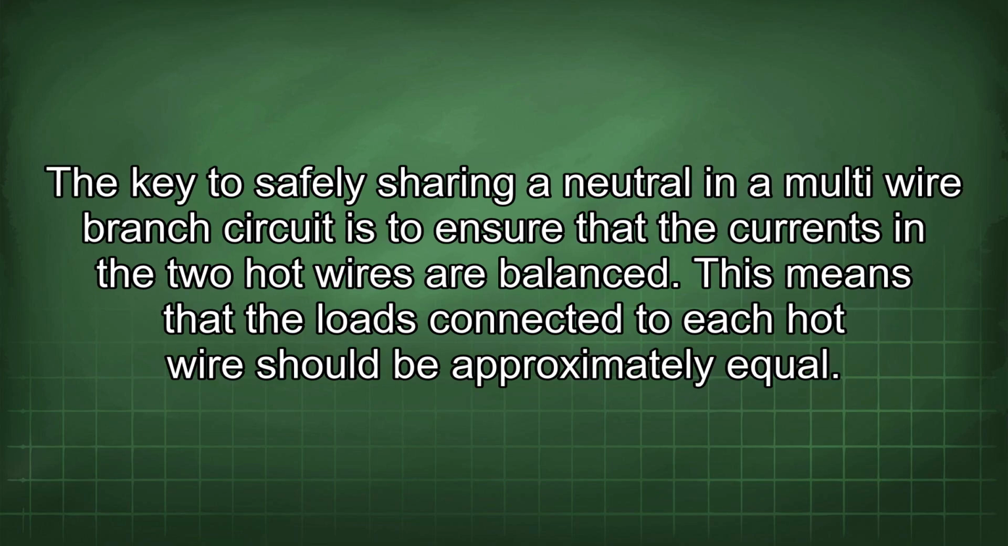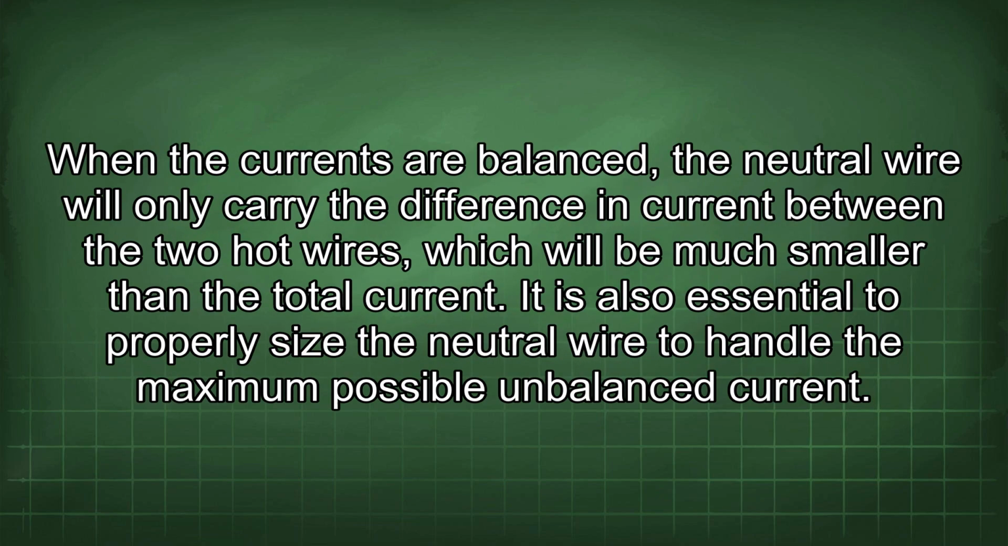The key to safely sharing a neutral in a multi-wire branch circuit is to ensure that the currents in the two hot wires are balanced. This means that the loads connected to each hot wire should be approximately equal. When the currents are balanced, the neutral wire will only carry the difference in current between the two hot wires, which will be much smaller than the total current.